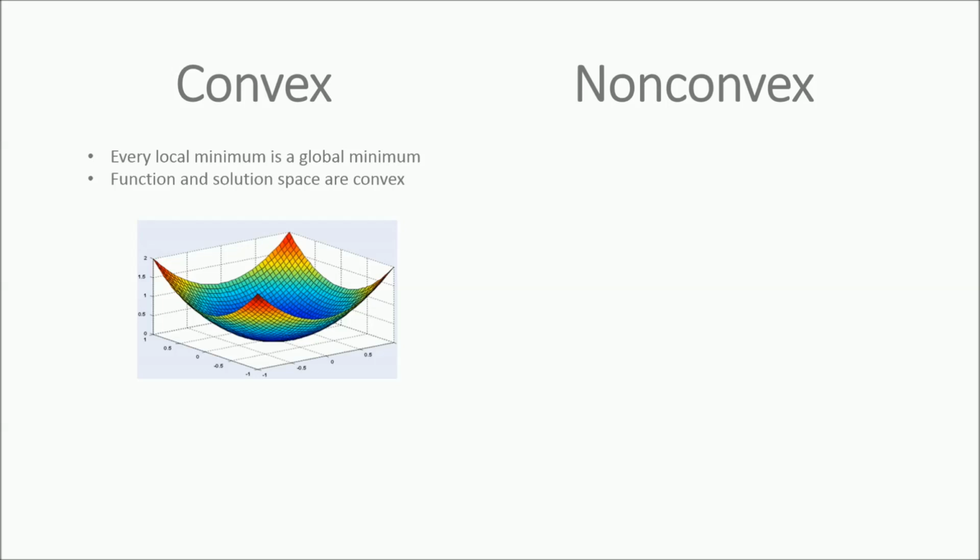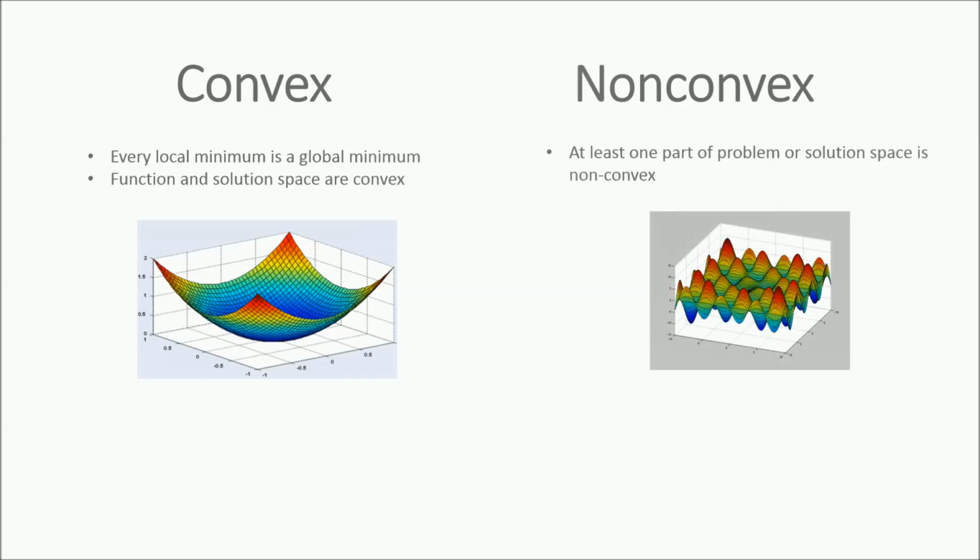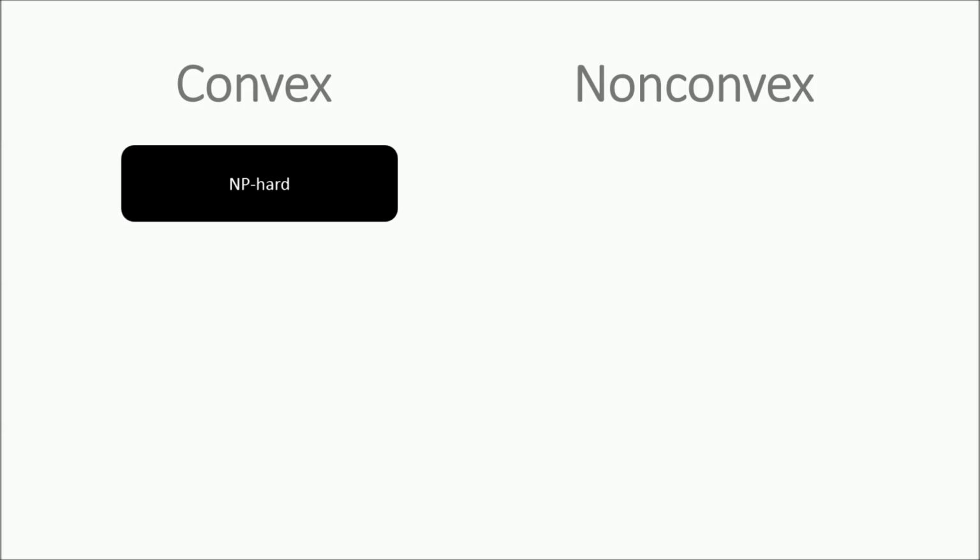Meanwhile, problems are non-convex if, quite simply, any part of the problem or solution space is non-convex. A non-convex problem might look like this, which is quite believable that it might take longer to solve than its neighbor. A crucial reason to have a good understanding of when problems are convex versus non-convex is their runtimes. In general, convex problems will arrive at either an optimal or acceptable solution faster.